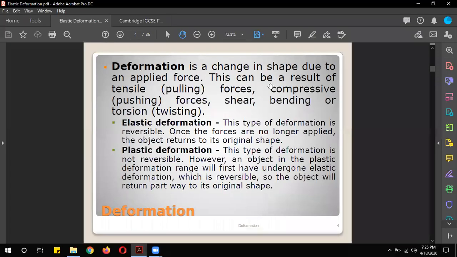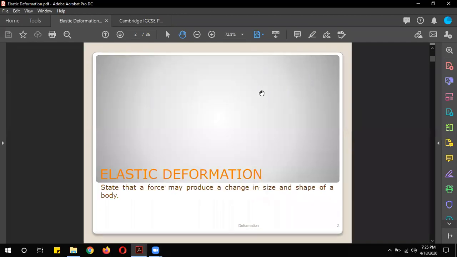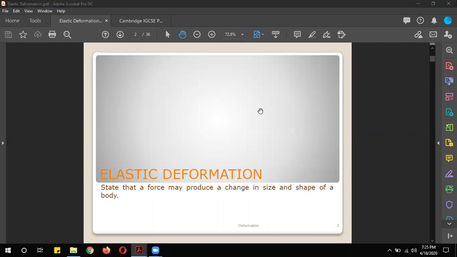Bismillahirrahmanirrahim. So far we have studied about deformation, elastic deformation and plastic deformation. So what is elastic deformation? It is the change in size or shape due to an applied force. It means that a force must be there. For the deformation, a force must be there.